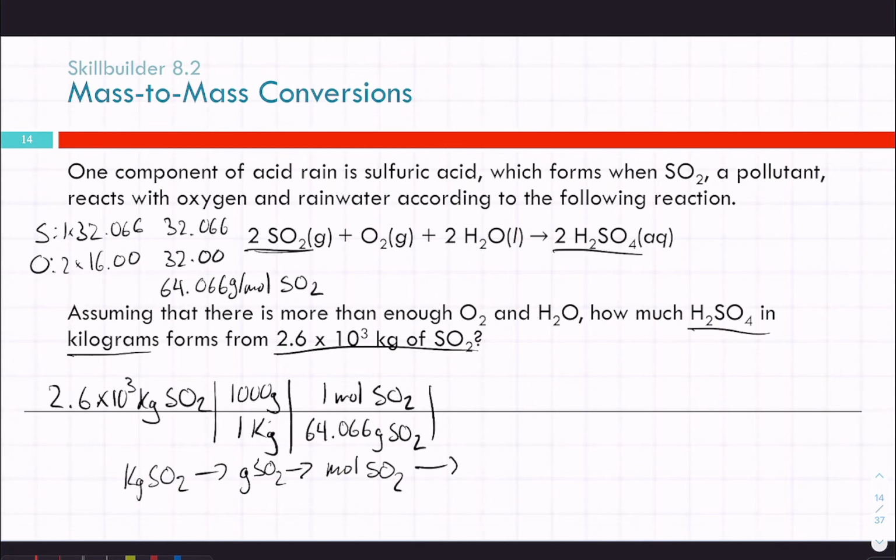All right, so if we're converting from SO2 to H2SO4, what's the ratio between those two? The molar ratio. What's the coefficient in front of SO2? I saw some hands in the back. All right, 2. So there's 2 moles of SO2 for every 2 moles of H2SO4. So 2 moles of SO2, 2 moles of H2SO4. And that'll get us to moles of sulfuric acid.